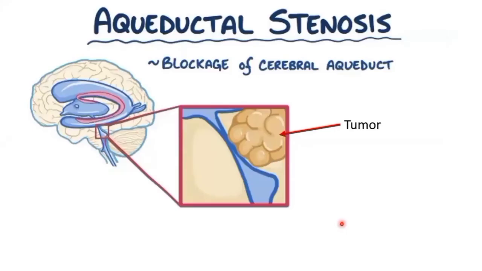Okay, now moving forward to one example of aqueduct stenosis. What happens in aqueduct stenosis, an example given by a tumor. This tumor is compressing the aqueduct here, so it will dilate the third ventricle.